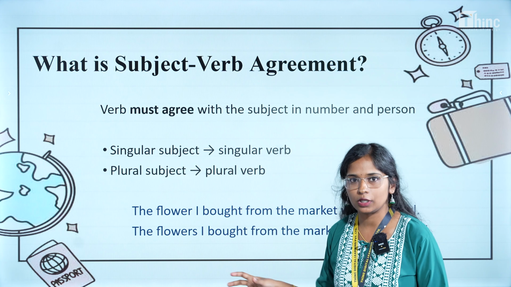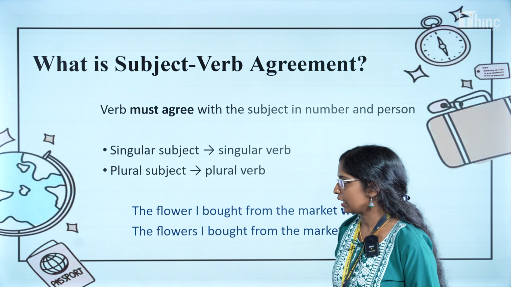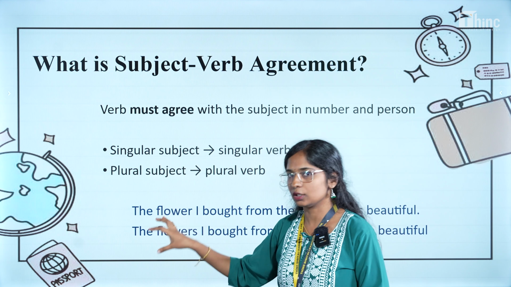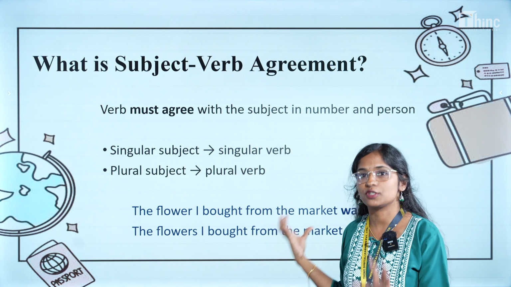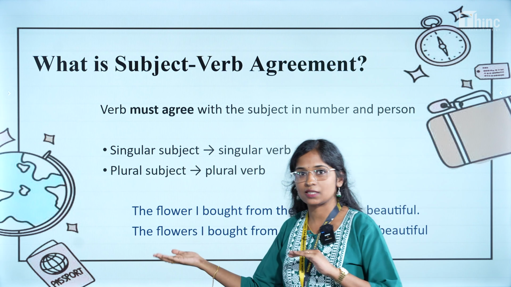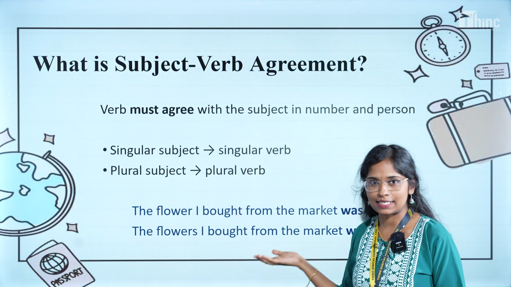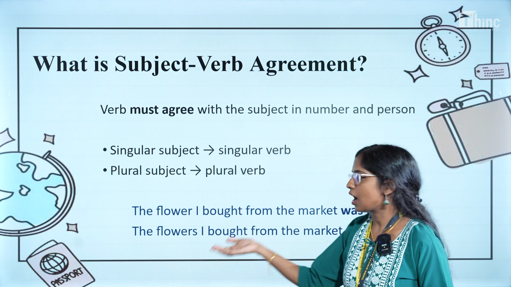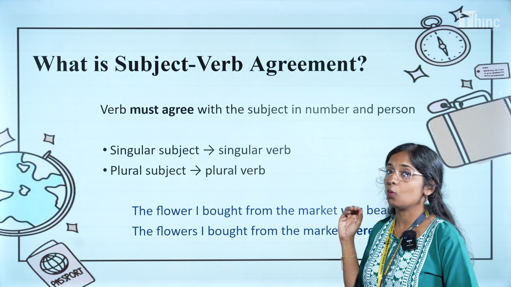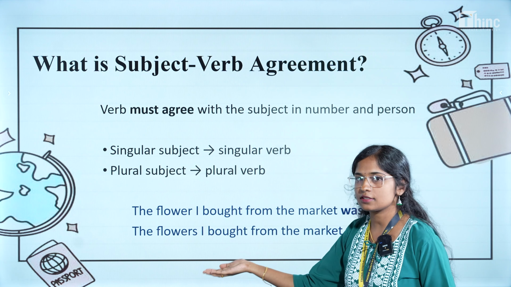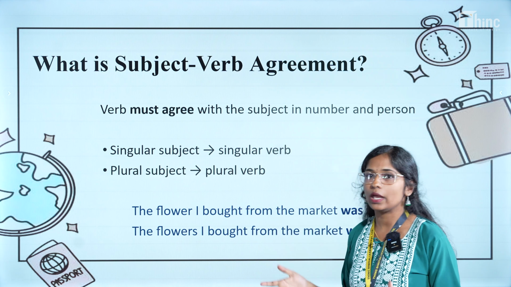In subject-verb agreement, what we say is that if the subject is singular, the verb should also be singular. If the subject is plural, then the verb should also be plural. Look at the sentences here. The flower I bought from the market was beautiful. The flowers I bought from the market were beautiful.